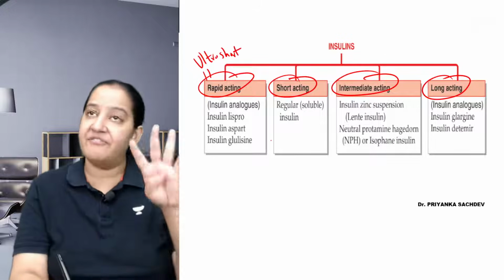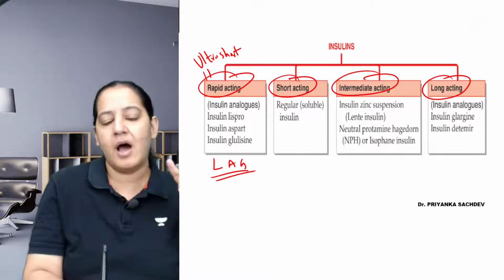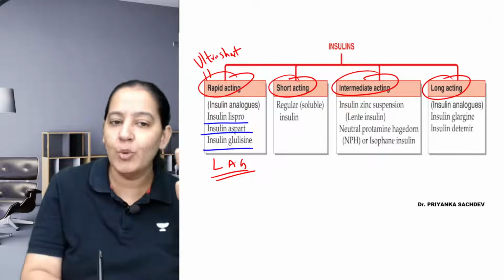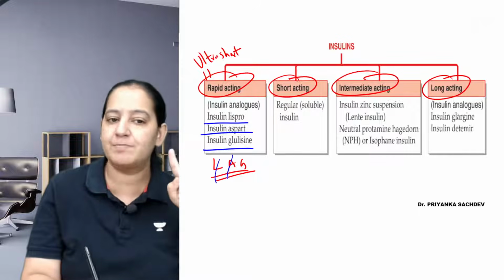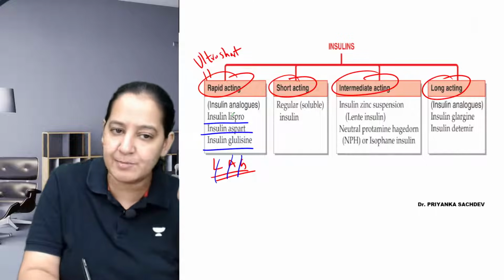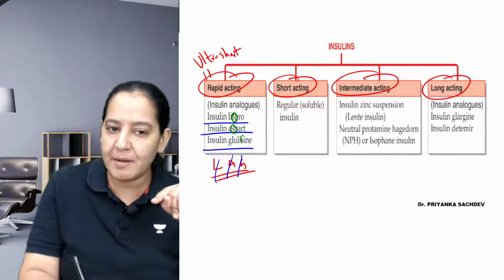The rapid acting are further 3 types: lispro, aspart, glulicin. Along the mnemonic LAG. Insulin lispro, aspart, and glulicin. If you notice their spelling, there is a mnemonic in it. All of them have S. Lispro has S in the spelling, aspart has S in the spelling, and glulicin also has S.